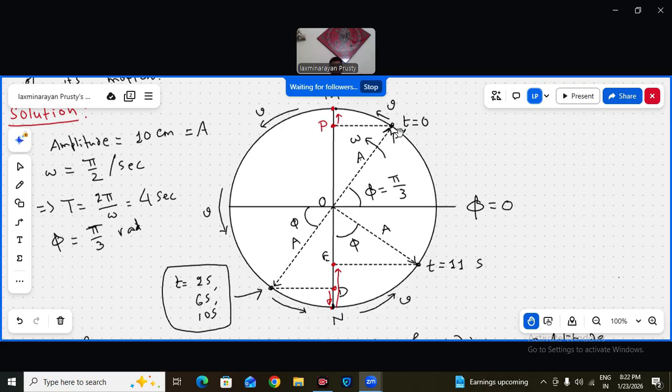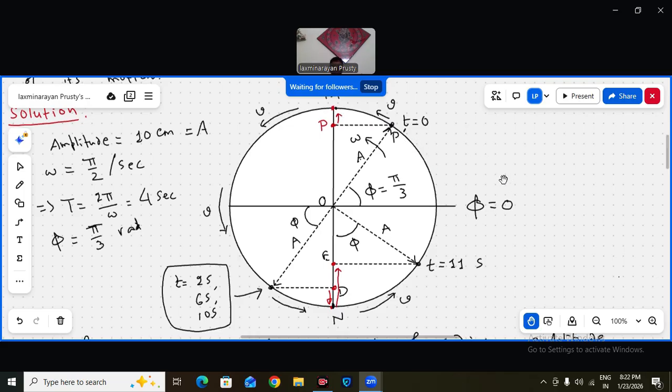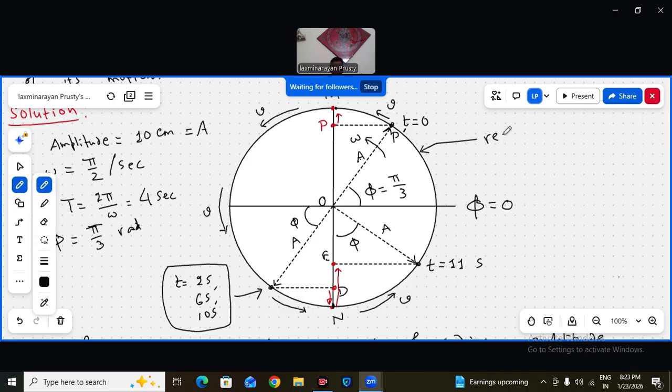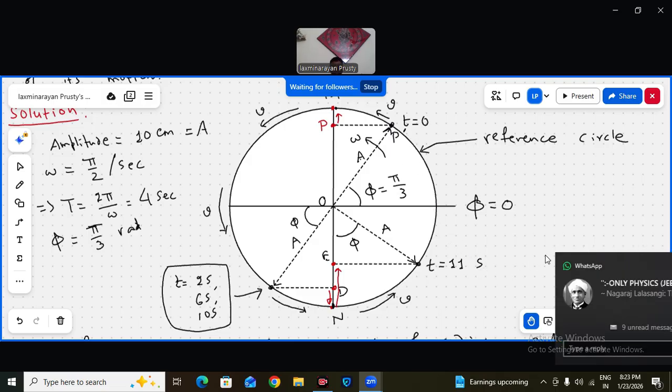I am not bothered about the distance traveled by the circulating body. I am not asking about the distance traveled by the UCM body. That doesn't exist. So only the SHM body is there. Now to solve it easily, I am drawing the reference circle. So this is nothing but the reference circle. This is the imaginary UCM particle, that P dash.